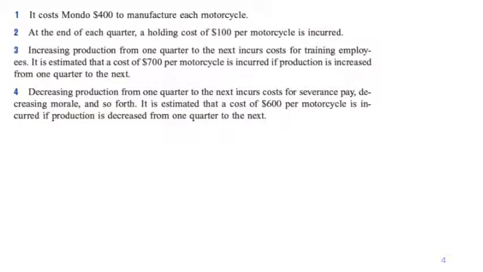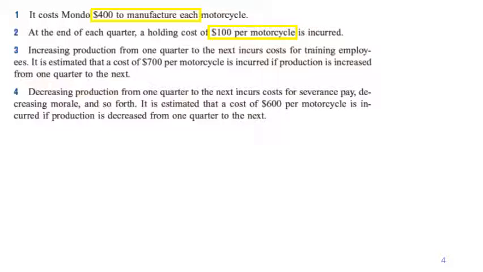Now let's formulate the problem. For me, sometimes it's easier to start with the objective function. Here, the objective of the problem is to minimize the cost. So let's look at all the things that contribute to the cost. So first, we need to know how many motorcycles we produce each quarter because it has a cost of $400. We also need to know the ending inventory of each quarter, right?